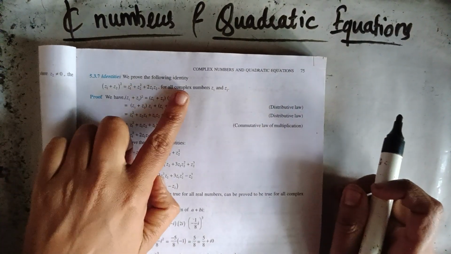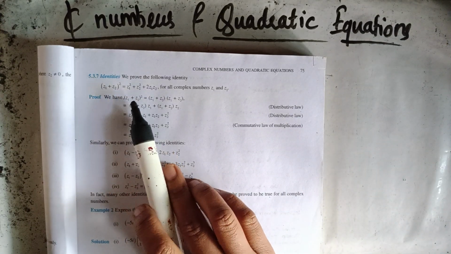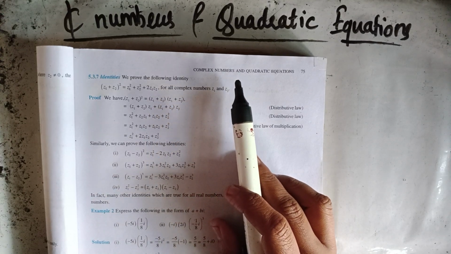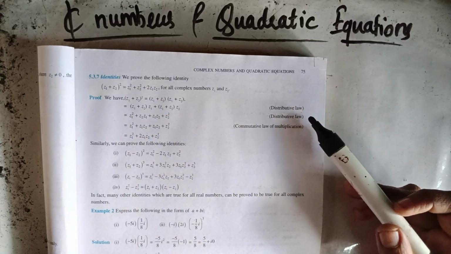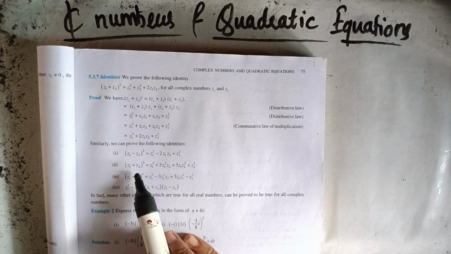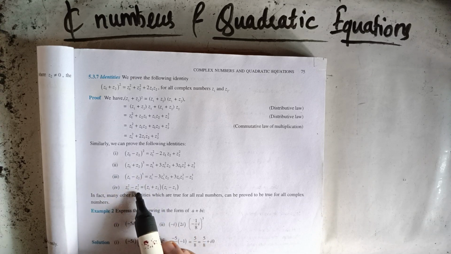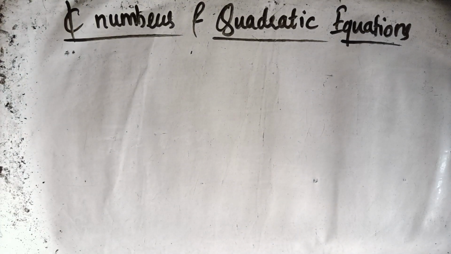Here are some identities given in the textbook. z1 plus z2 the whole square. This is same as that for real numbers. So while proving that, you have to use some laws. Same it is for z1 minus z2 the whole square and z1 plus z2 the whole cube. Cube is also same. This is a square minus b square. Yes, same. Then for conjugate there are some properties.